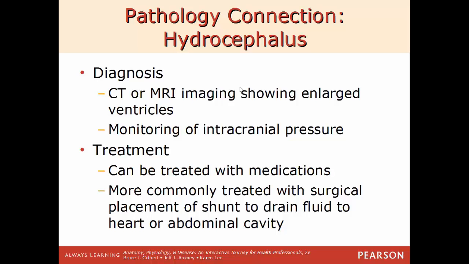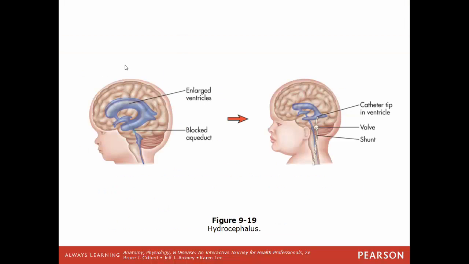Treatments can be treated with medications, but more commonly with a surgical placement of a shunt to drain the fluid away from the brain, going to the heart or to the abdominal cavity. There's an example. You have a blocked vessel here, a blocked aqueduct, and then with a lesser amount of fluid being reabsorbed, it'll just keep building and building and will cause the brain to swell, increasing the pressure. So you place in a shunt, and that will direct the excess fluid away from the brain so as not to interfere with any cognitive function. So hydrocephalus is literally water on the brain.